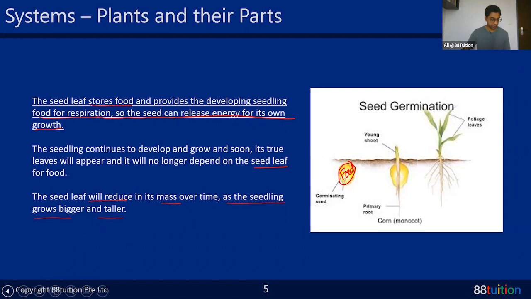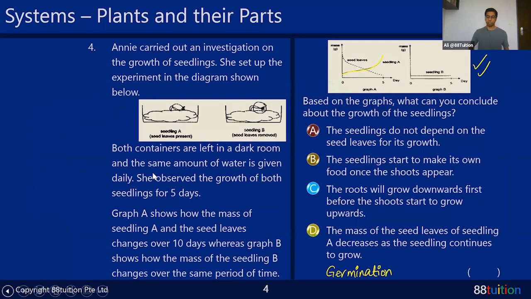So let's go back to the question and see what they want. They say, based on the graph, what can you conclude about the growth of seedlings? Try not to interrupt because I'm trying to teach here. Just keep quiet until I ask questions, okay? So based on the graph, what can you conclude about the growth of the seedlings? Read A, B, C, D.